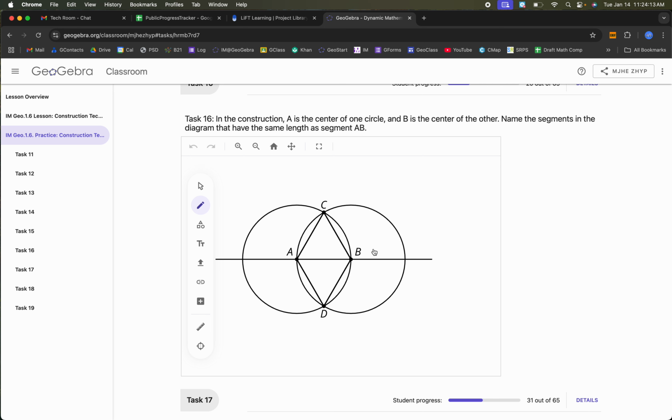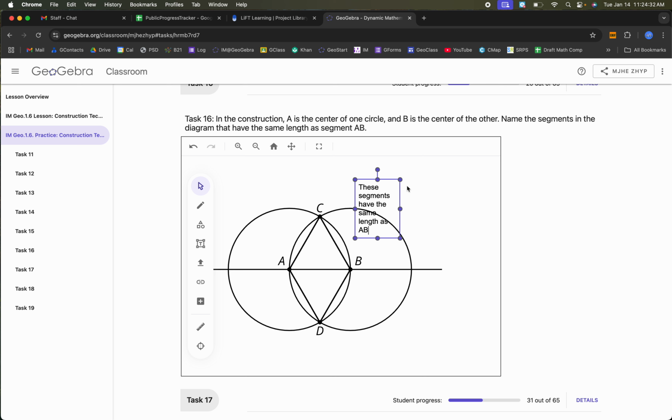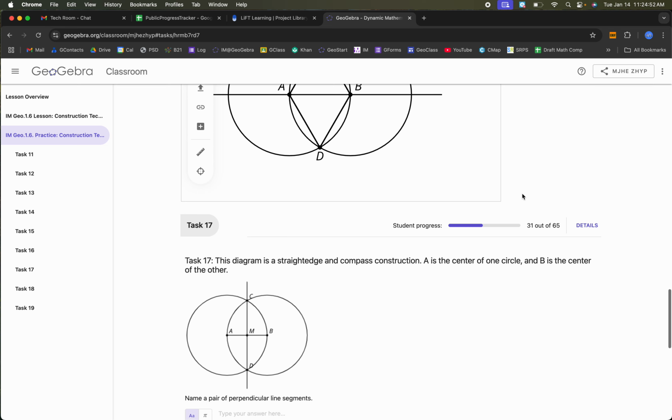Well, how are we going to do that? There's nowhere to write. Well, here's what you do. You use the text tool and you write right here, these segments have the same length as AB. And I can put a little colon there, and then I could list out whatever they are, X, Y, or Z, W, or whatever. Okay, list them out. All right, pause the video, answer the question.